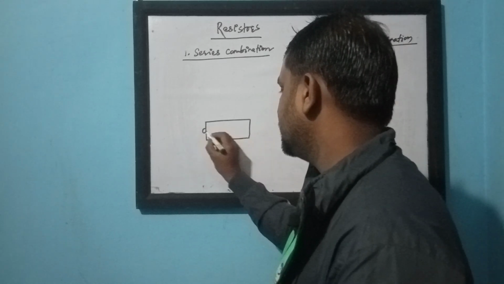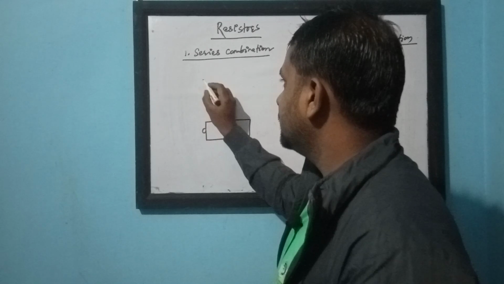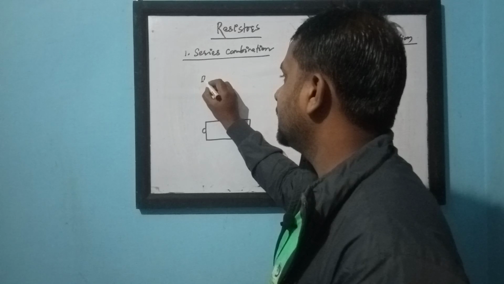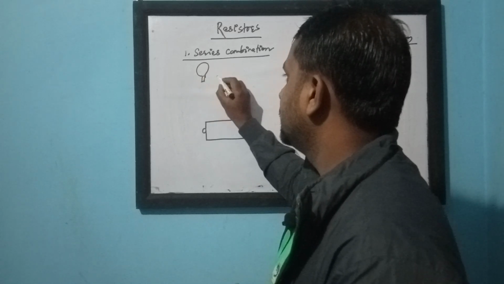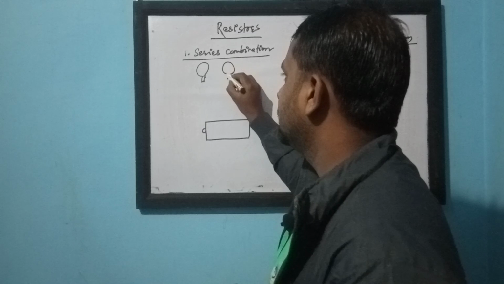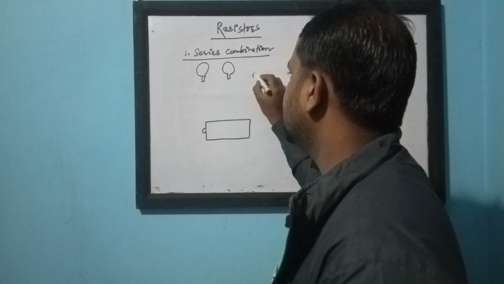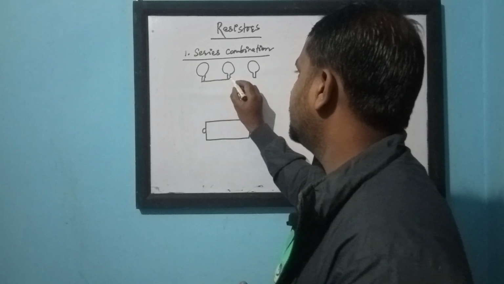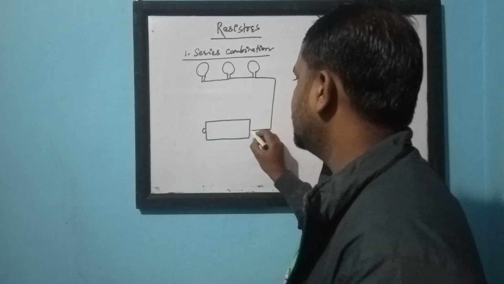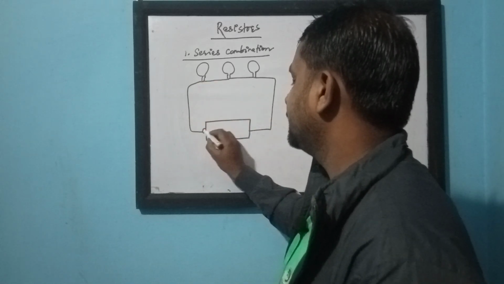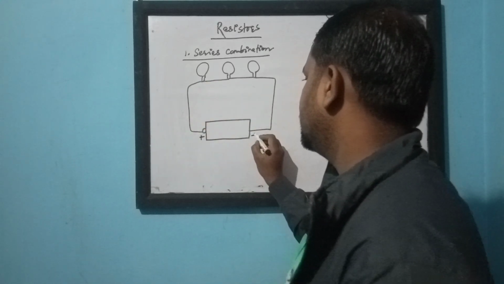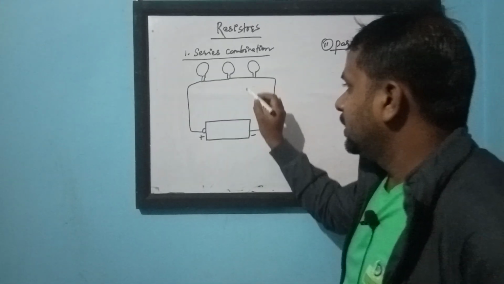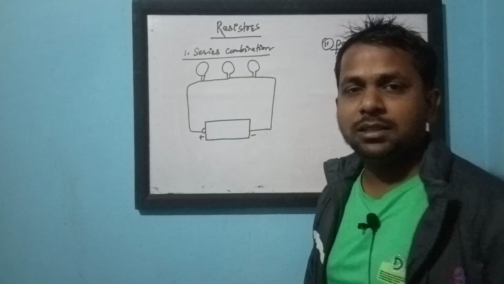Suppose this is a cell, okay, and suppose three bulbs we are keeping. Suppose this is one bulb, this is another bulb, and this is another bulb. These bulbs are connected like this in the circuit. This is the positive terminal and this is the negative terminal. This is called a series combination of resistors.